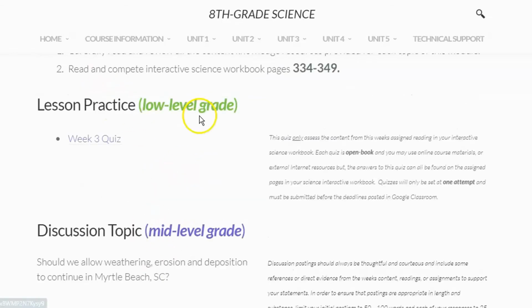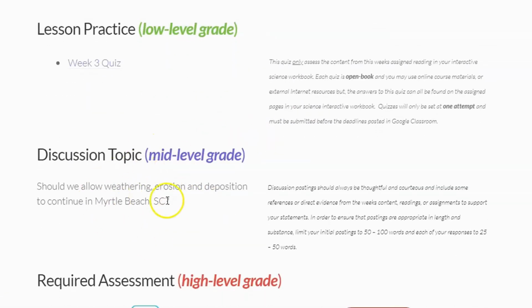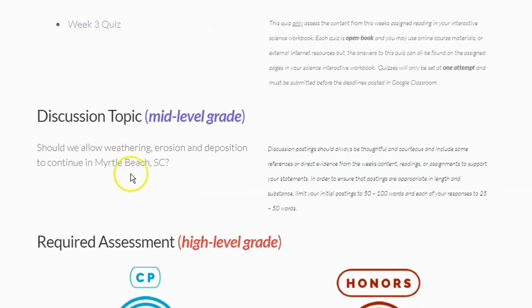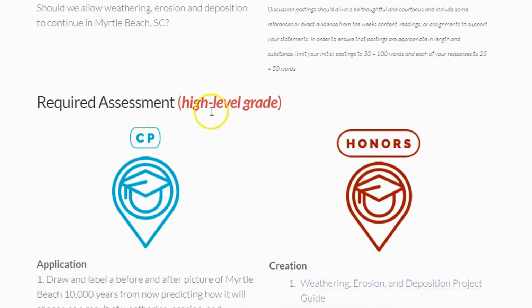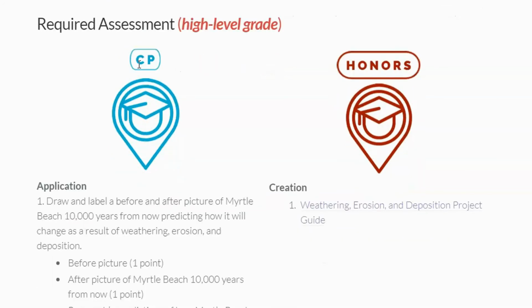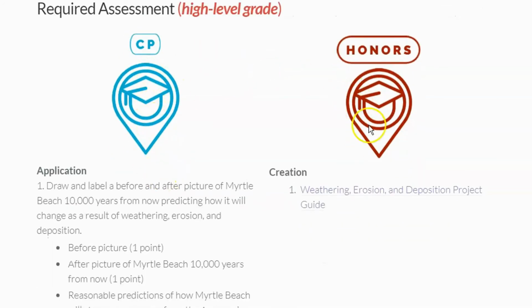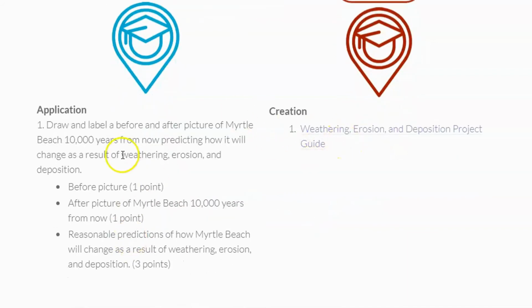So every module is going to be set up essentially the same way. You're going to have a lesson quiz based on your reading. You're going to have a discussion topic where you put your initial response on Wednesday evening, and then you're going to have your 2 replies due by Sunday evening. And then each week you're going to have a required assessment. Whether you're in my CP course or my honors class is going to determine which one you're required to do.